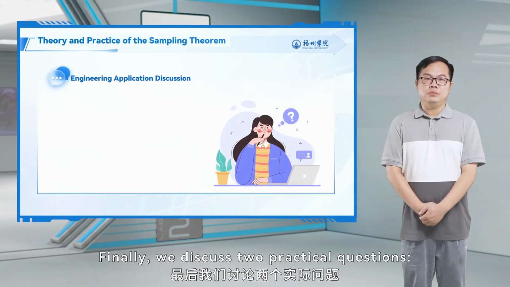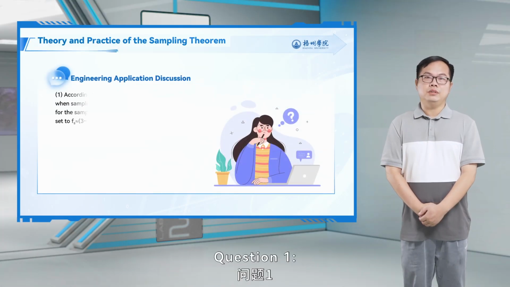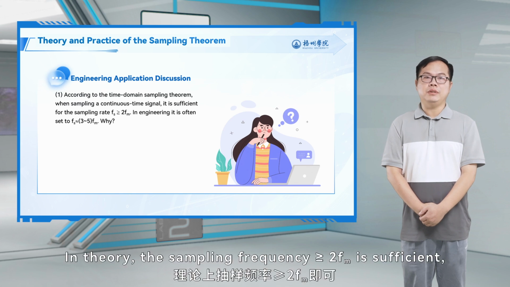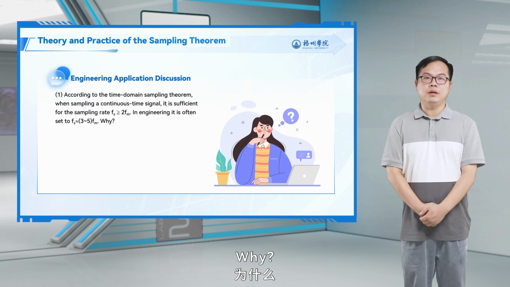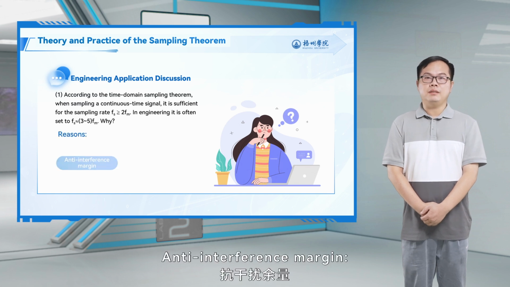Finally, we discussed two practical questions. Question 1. In theory, the sampling frequency greater than or equal to 2fm is sufficient, but in engineering it is often set to 3 to 5 fm. Why? There are three reasons.